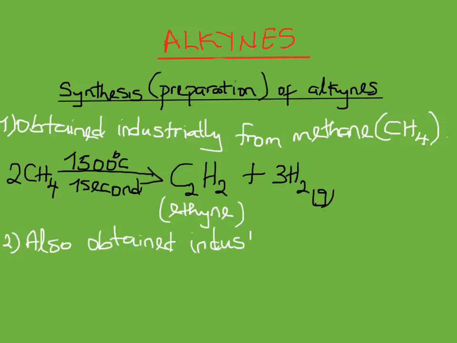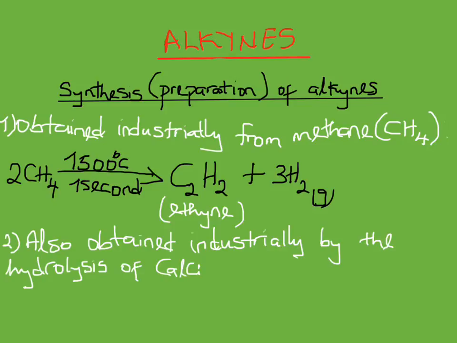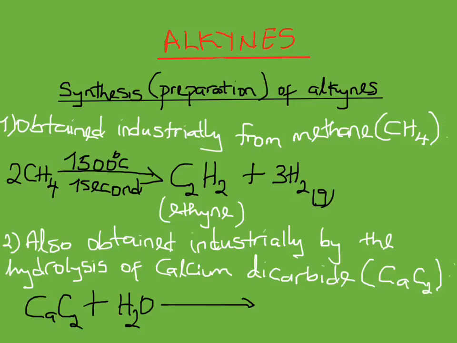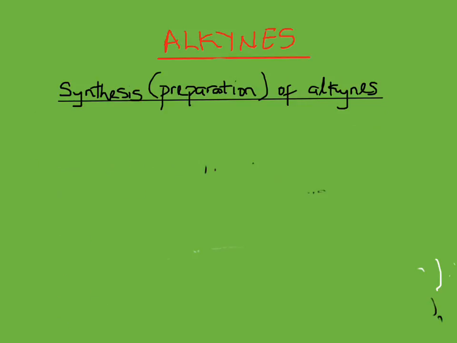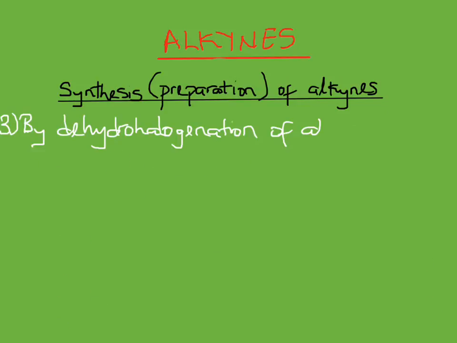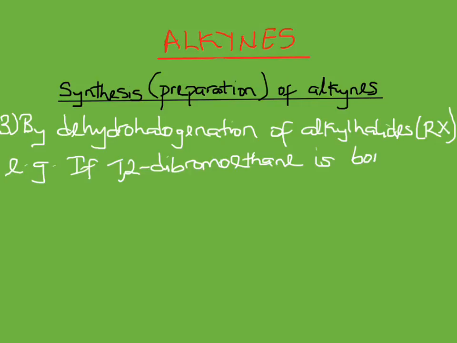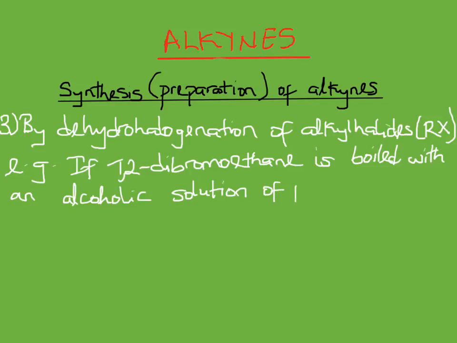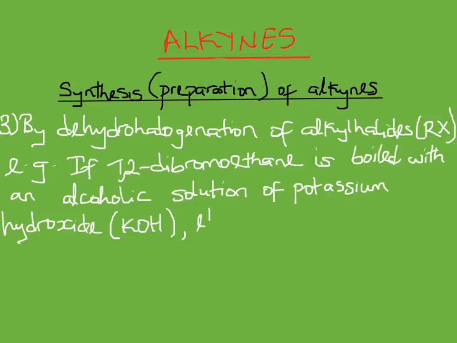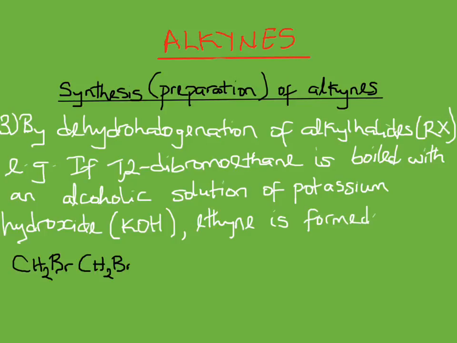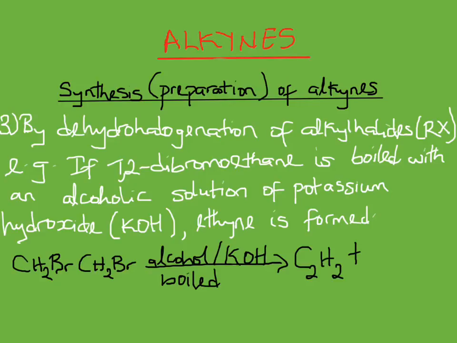The next is also obtained industrially by the hydrolysis of calcium dicarbide. You can see from the reaction there, calcium dicarbide plus water is going to give us ethine plus calcium hydroxide. The next method of obtaining alkynes in the laboratory is by dehydrohalogenation of alkyl halides or halogenoalkanes. If 1,2-dibromoethane is boiled with an alcoholic solution of potassium hydroxide, ethine is formed. You can see from the reaction there, 1,2-dibromoethane, in the presence of alcohol and potassium hydroxide, is boiled, and is going to give us ethine plus 2 potassium bromide plus water.